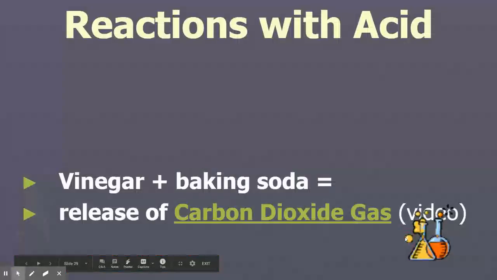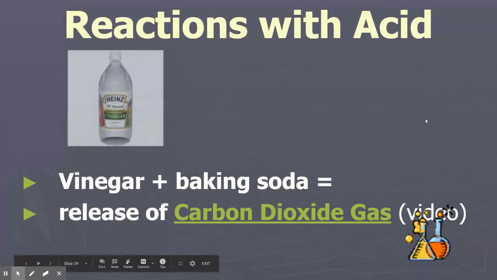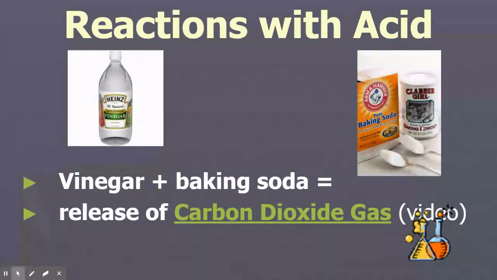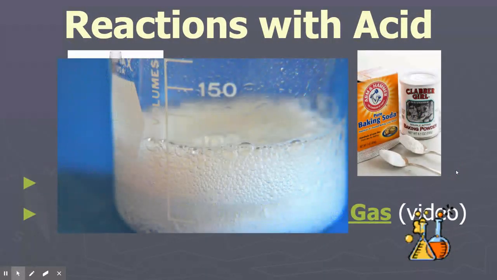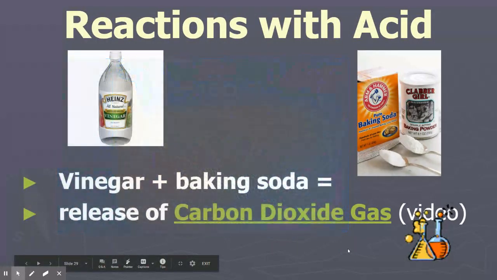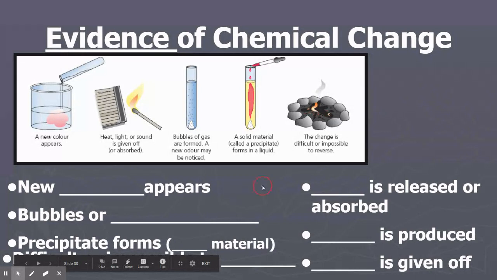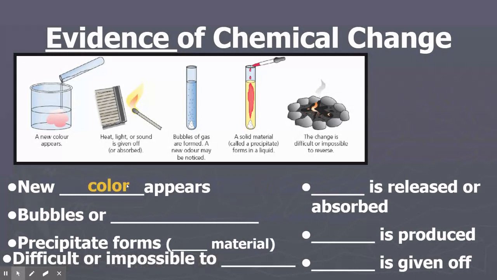Evidence of chemical reactions. An example would be if you put vinegar and baking soda together, you have a chemical reaction. And how do you know there's a chemical reaction? Well, there's a list of evidence that we look for. Here, there's bubbles, it's fizzing. So that is one of the evidence pieces. We have new color. If the color changes, that is evidence. Bubbles are fizzing, that means gas is being released.